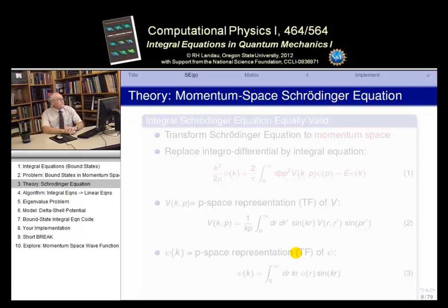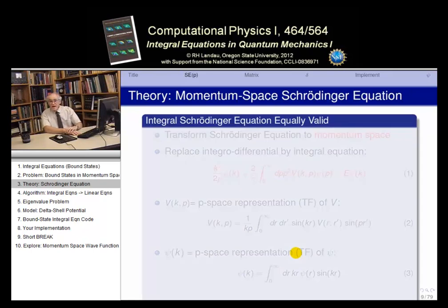This next slide talks about the theory we'll use. And the theory is the Schrödinger equation, as always in quantum mechanics, in this case done in momentum space. One of the aspects of quantum mechanics is that it can be viewed either in coordinate space, r space, or in momentum space. They're both equally valid, and they're both equivalent to each other. One can actually transform from one to the other.